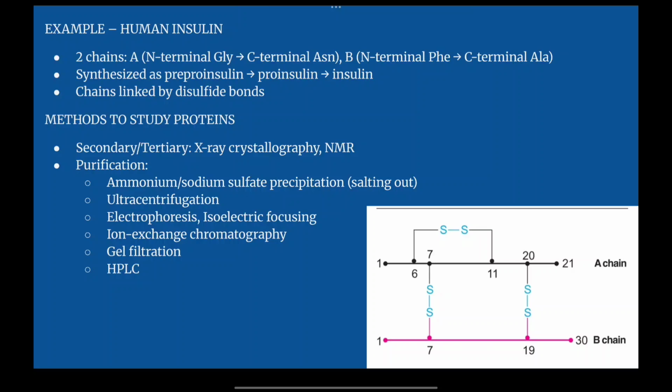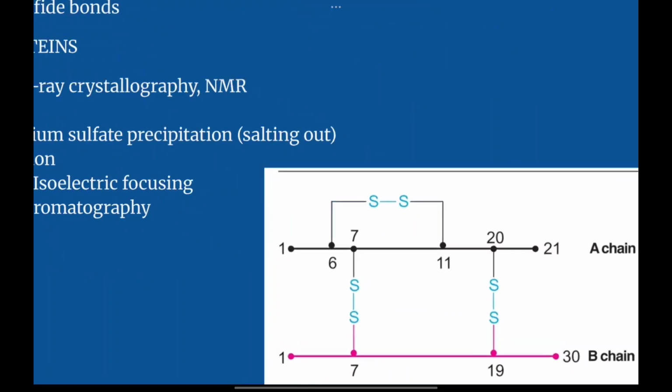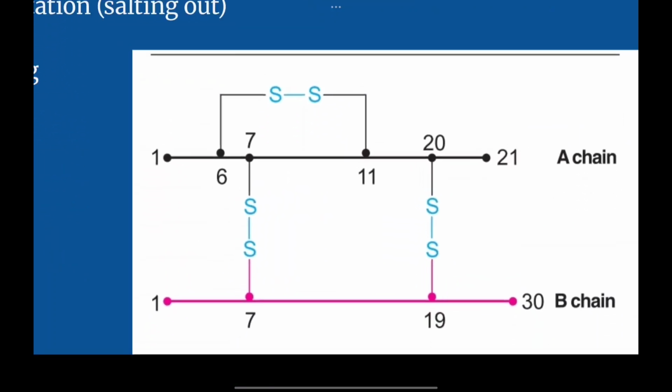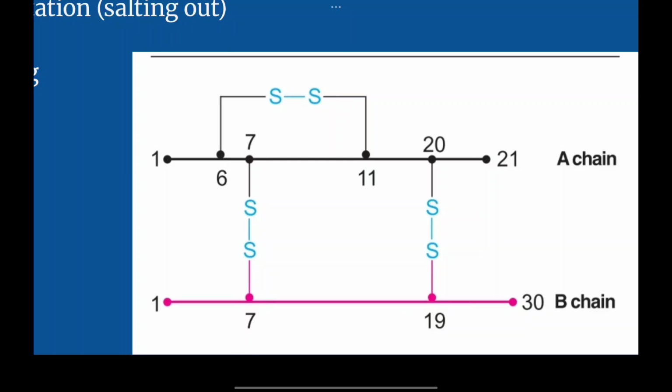How are the two chains linked to each other? They are linked by disulfide bonds. The cysteines bond together and form disulfides. So here is an example of how human insulin looks like. There is an A chain and a B chain.